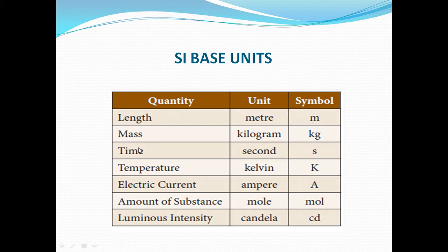Next, mass. The mass unit is kilogram. The symbol for kilogram is kg: kilo means k, gram means g. So the mass unit is kilogram, symbol kg. Next, time. The time unit is second, symbol s. Next, temperature. Temperature is the degree of hotness or coldness of an object.